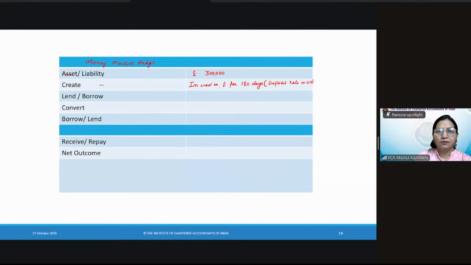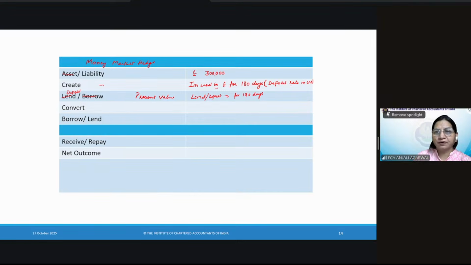So you will lend or borrow, or lend, or you can also call it deposit. So lend or deposit in UK 100 for 180 days. The present value. Okay. So in this step, we will calculate the present value.